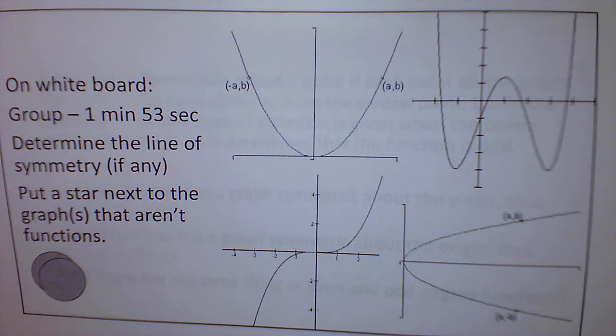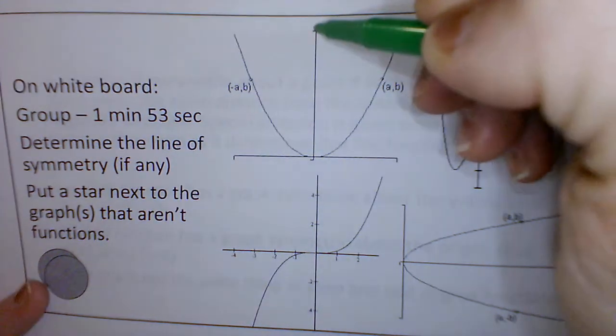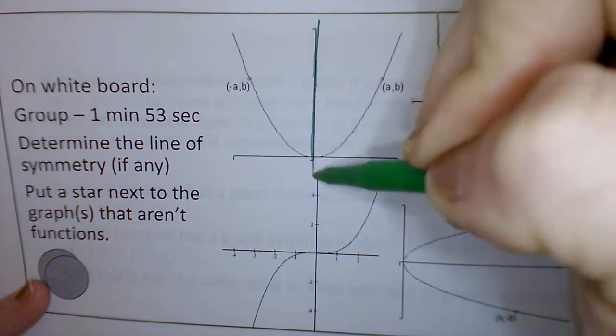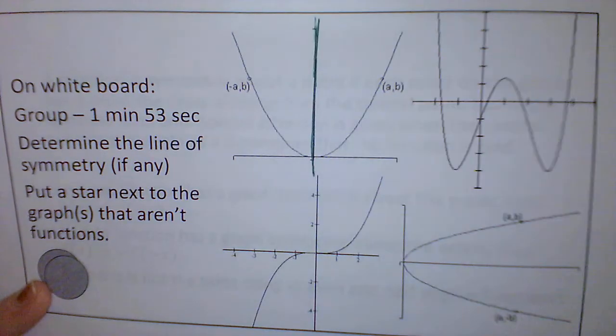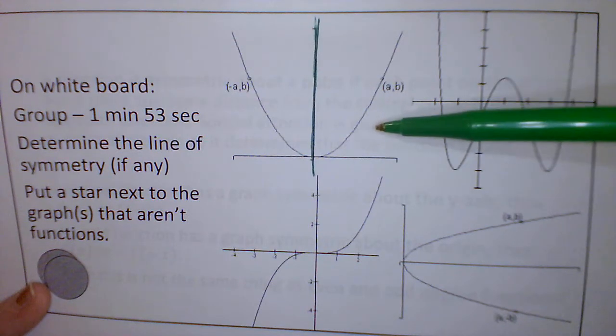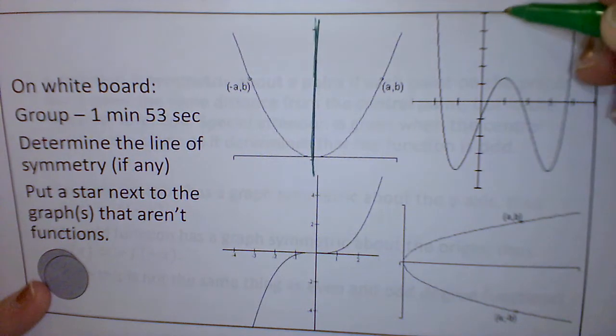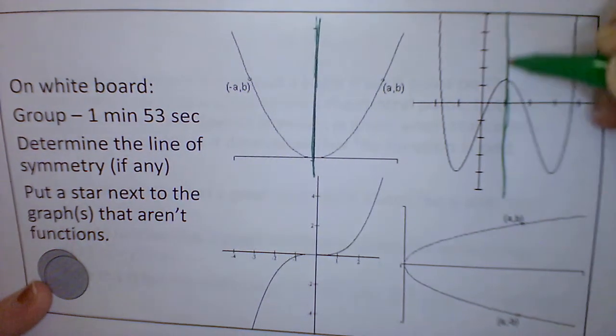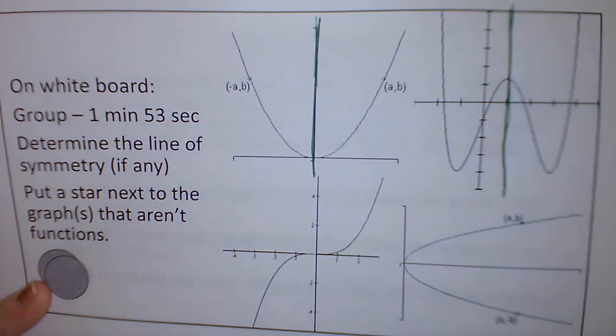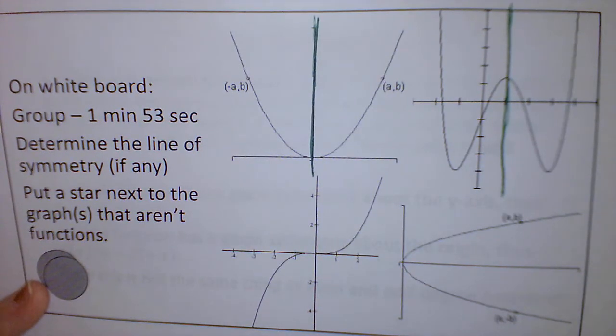On that first graph, the line of symmetry is the y-axis, or what appears to be the y-axis, right there. And this one is, sorry, my dog dropped something. This one is in fact a function. The next line of symmetry for this guy right here is right in the middle of our w. And that one is again a function.